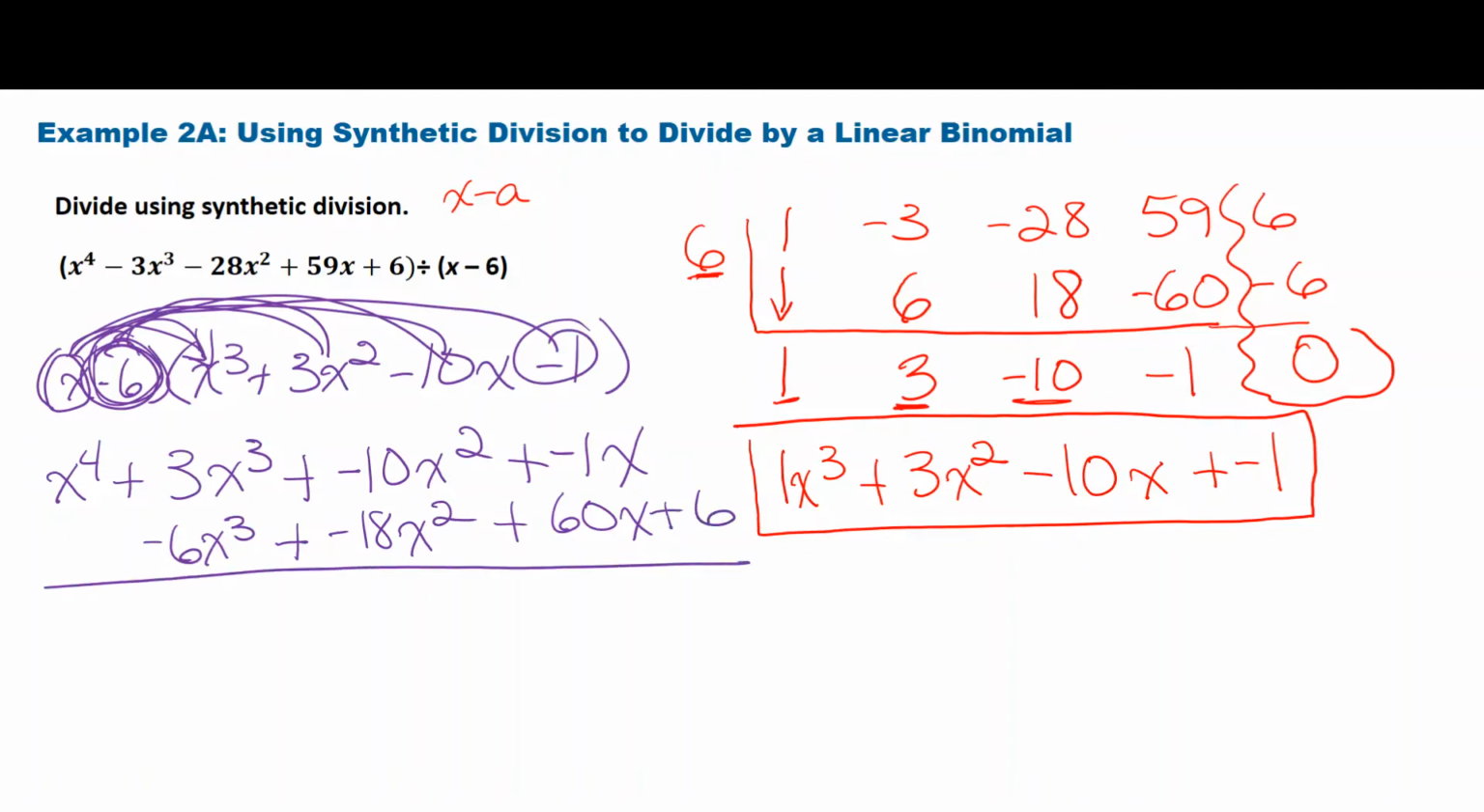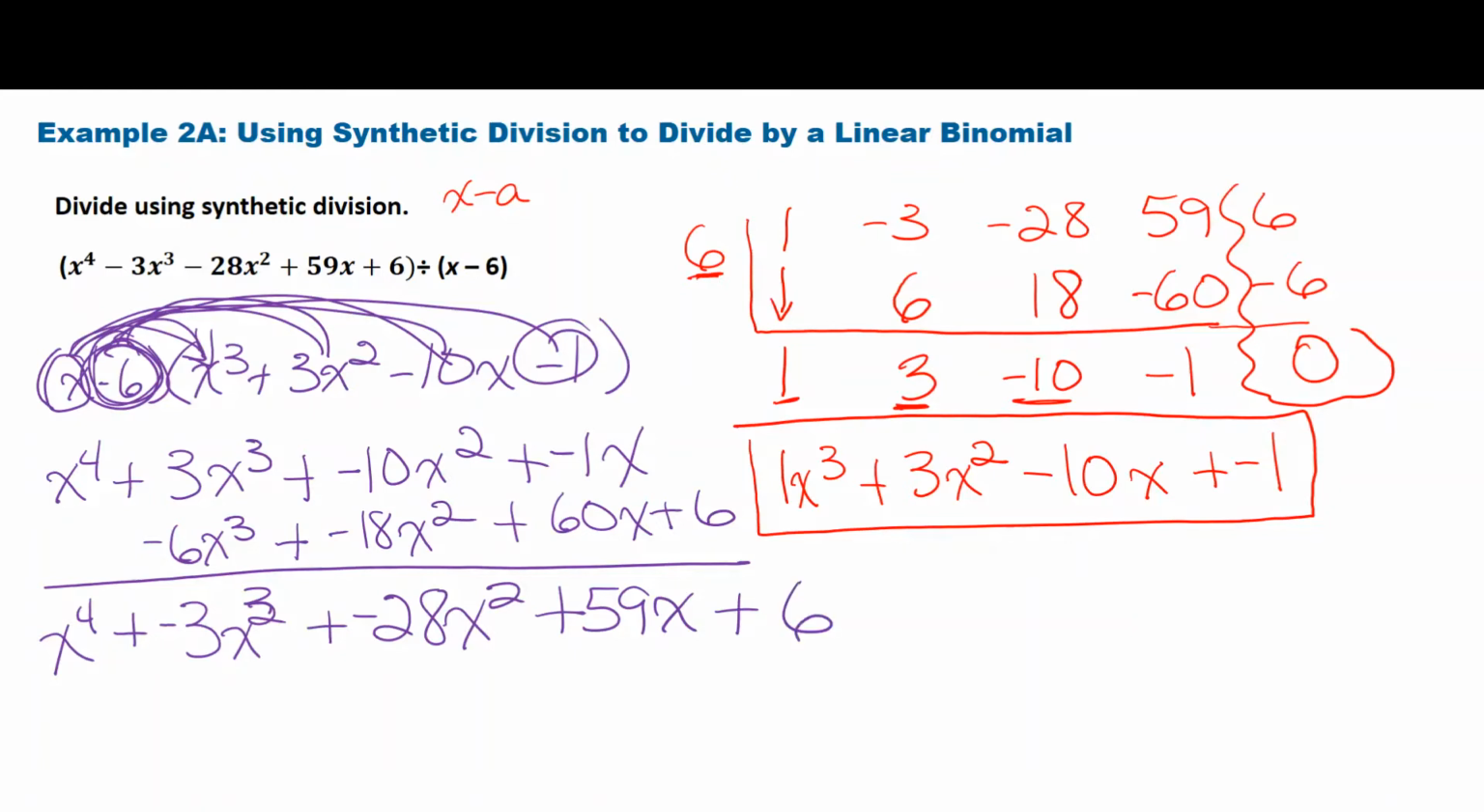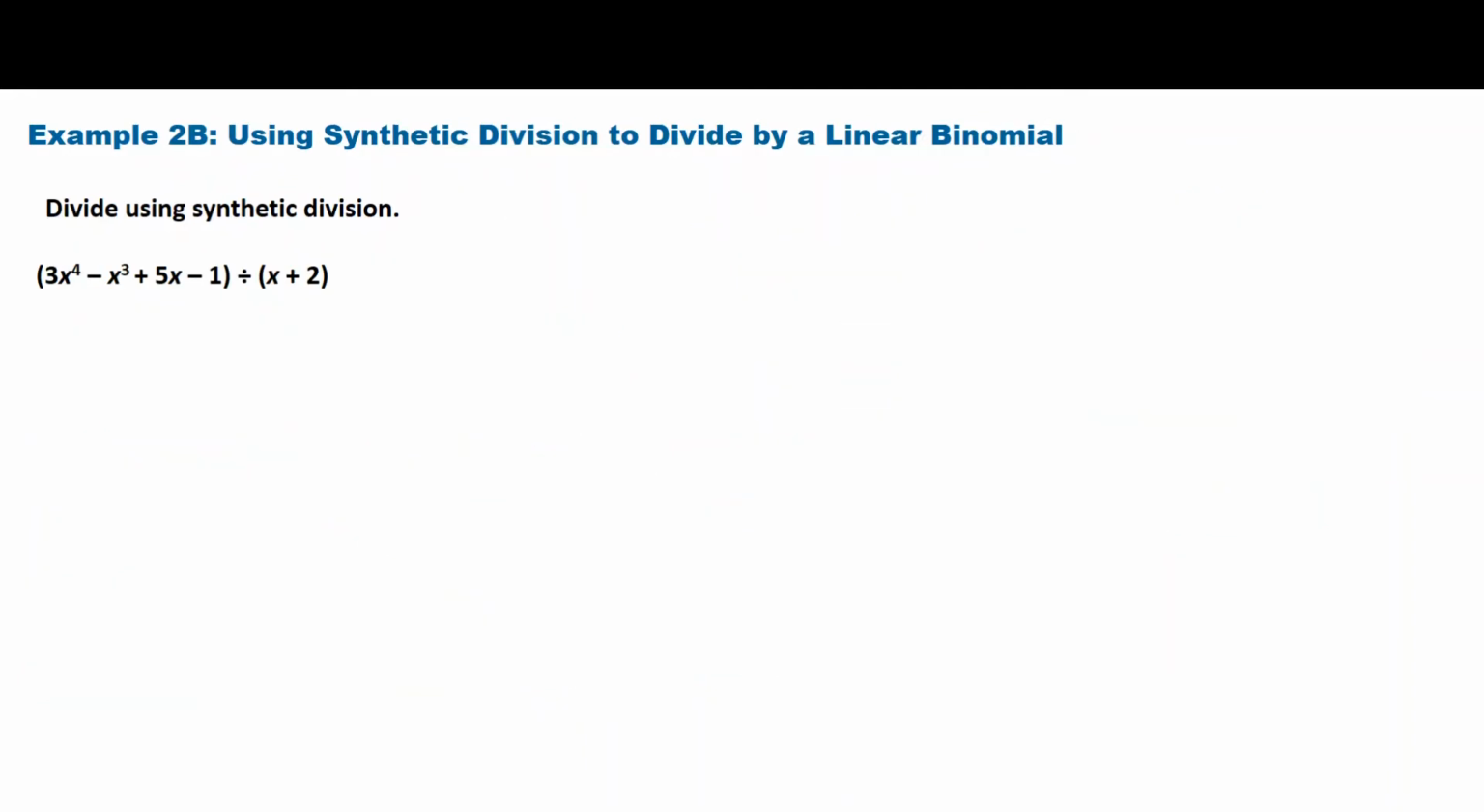When we add all that together, we end up with x to the fourth plus negative 3x squared plus negative 28x, oops, this one should have been x cubed. This is x squared plus 59x plus 6. So when we check it with our original dividend, it is the same, and we know that we got the problem correct. All right, so let's try another problem.